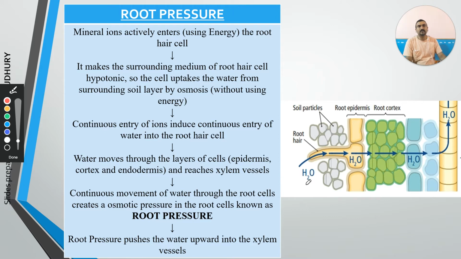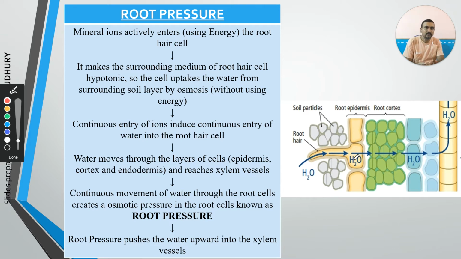So now if we look at the process, step number 1, mineral ions actively enter the root hair cell. Means all the various mineral ions will enter into the root hair cells using energy. That's why we are saying it actively enters. Actively means using energy. When the minerals enter inside the cell there is a hypertonic environment created. Outside there is a hypotonic environment.